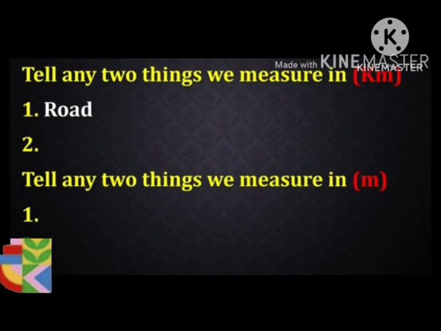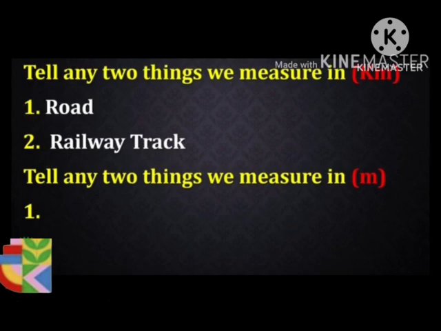Road is very lengthy. You don't know its starting point. You don't know its ending point. So, it has no end. That means it is measured in kilometers. One more is railway track. Children, railway track means where the trains move. It does not have any starting or ending point. So, it is also measured in kilometers.